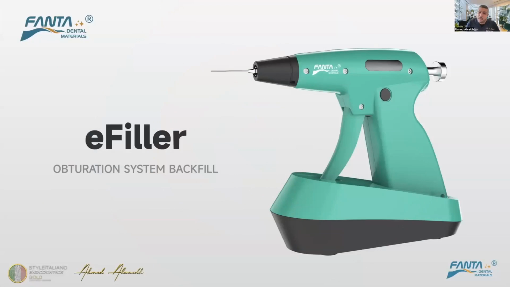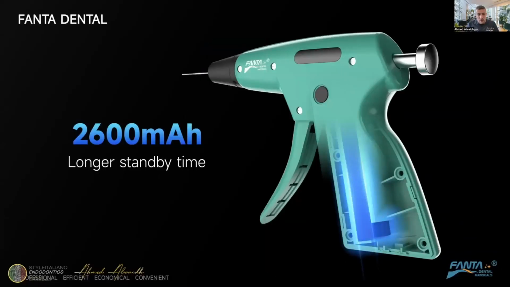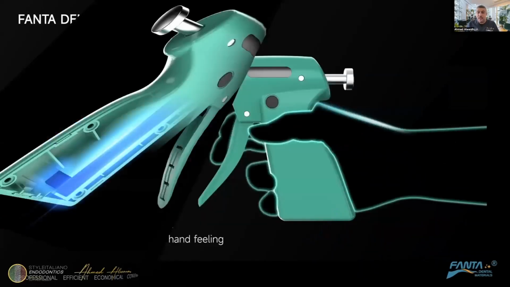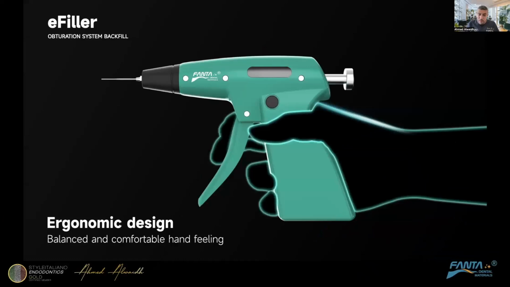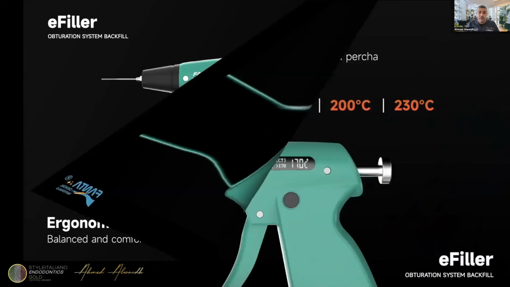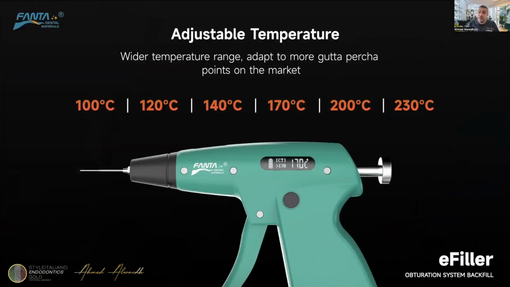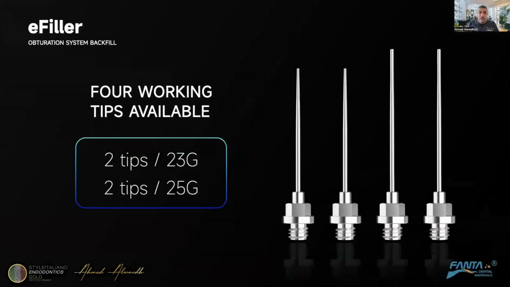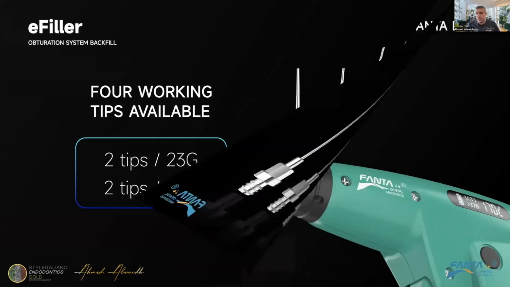Then we use the other device, which is the E-filler, to backfill the remaining part of the canal. So the E-filler is just like a gun. Also, it has a longer standby time, a longer battery lifetime, a very good grip, a very ergonomic design, and it has a variety of temperatures from 100 up to 230. And also you have 2 types of tip sizes according to the width of the canal or the size of your canal.